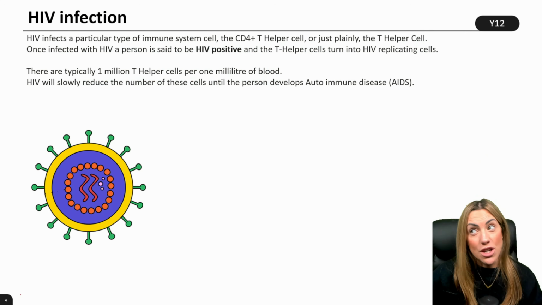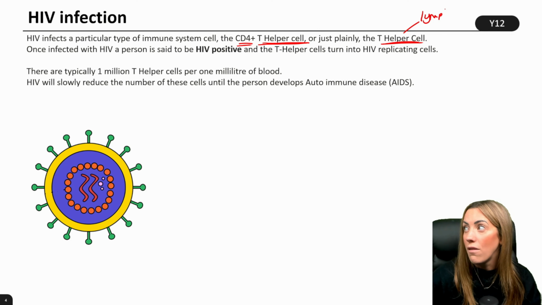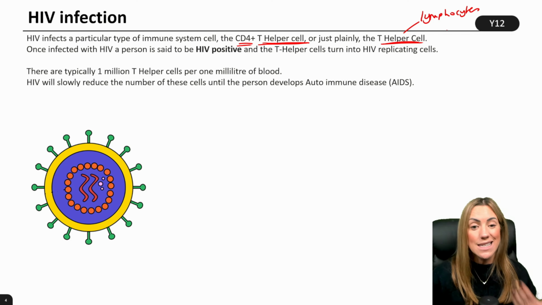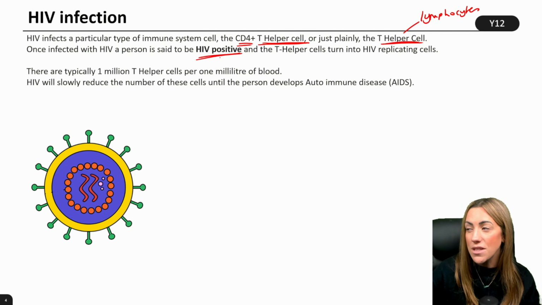HIV infection. So as we've already said, HIV infects a particular type of immune system cell. It's the T helper cell. It's the CD4 plus T helper cell, but at A level, we can just say it infects T helper cells, which are one of the lymphocytes, the T cells, the lymphocytes involved in a specific immune response. Once the person is infected with HIV, they are said to be HIV positive.